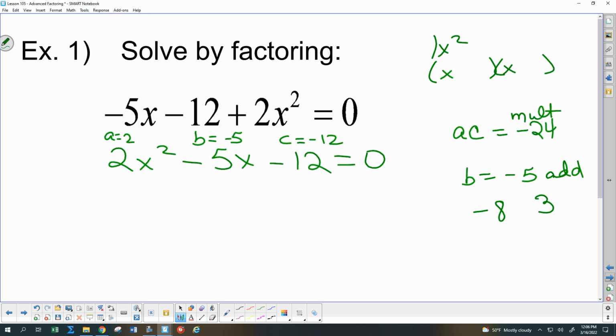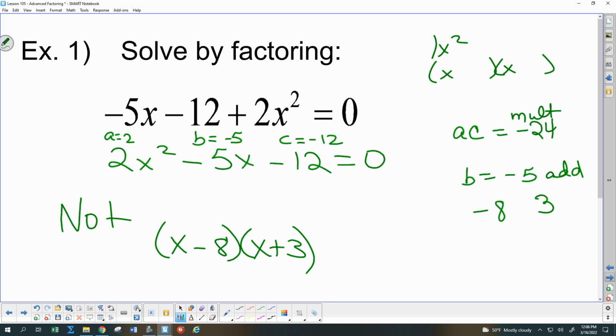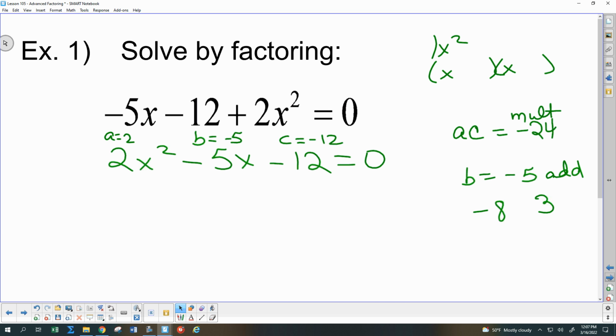Do those work? Okay, do not copy this down. This is what I see students do. This does not work. You don't take those numbers and say x -8 times x plus 3 is how you factor that. If you FOIL that, you get x squared. You don't get 2x squared. You would get a -5x, but then you'd get a -24, not a -12. If you FOIL it, these do not match. So when it does not start with 1x squared, that method does not work.